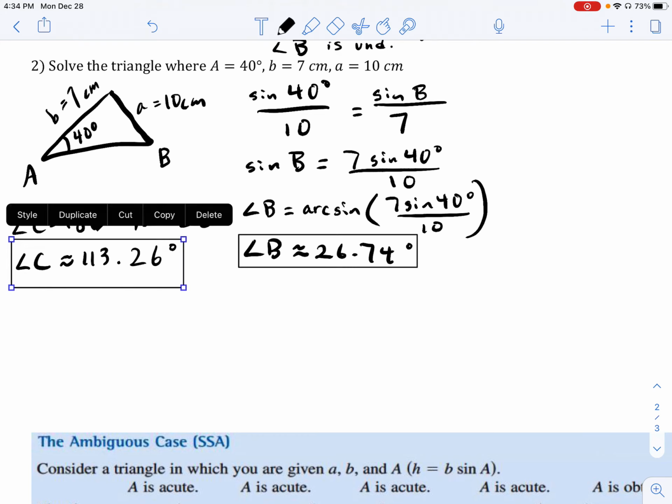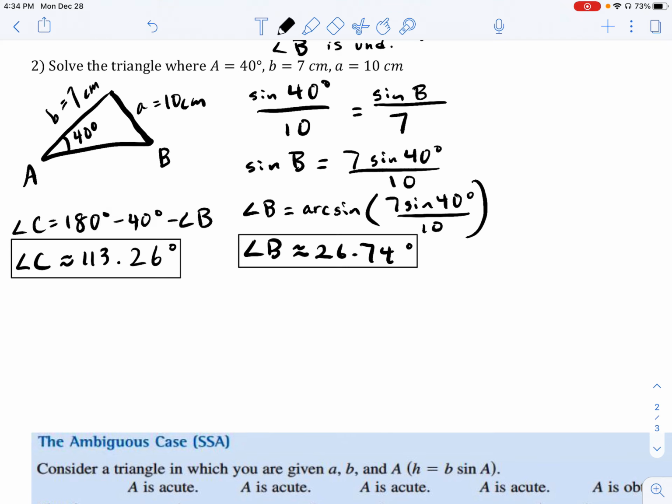So we've just gotten that. And so now that we've figured out angle B and angle C, all that's missing is for us to find side C. So we're going to say, all right, side C is this side over the sine of the angle we just found, 113.26 degrees, and we want to set it equal to the ratio of the other sides.